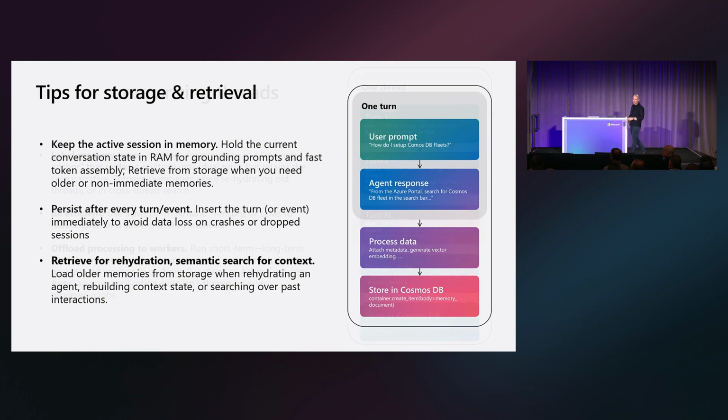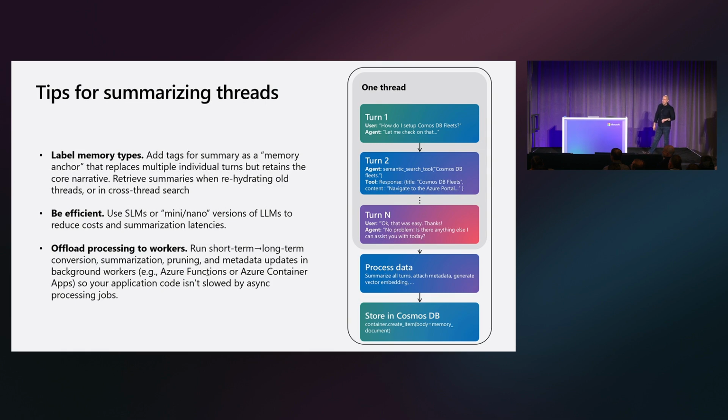Similarly, for summarizing threads, it's really important to label these memory types, like what's a summary and what's a raw piece of data or raw memory. That way you're retrieving the right information for your use case. You can often be very efficient and use small language models or mini or nano versions of, say, GPT-5 to make it really efficient and fast for generating these memories.